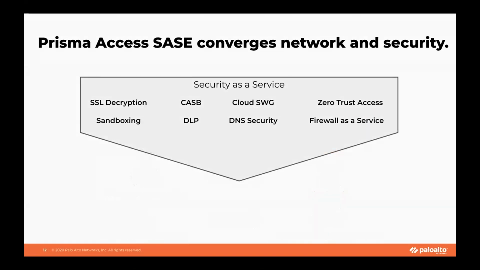So Prism Access SASE, from our perspective on the security side, this is what it is. It's a convergence of network and security services, and it starts with our bread and butter, right? What has been available for those of you that are Palo customers today, or have had Palo in their environment before. All of the capabilities that are on our PA series firewalls or VM series firewalls are available as part of Prism Access because it's the same security software.